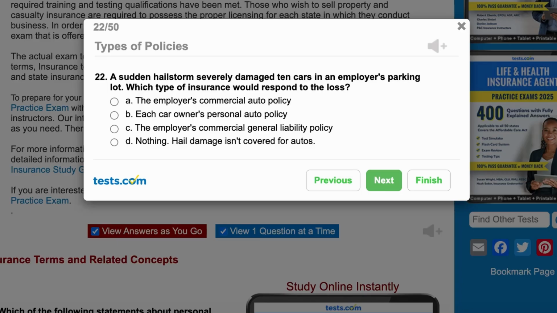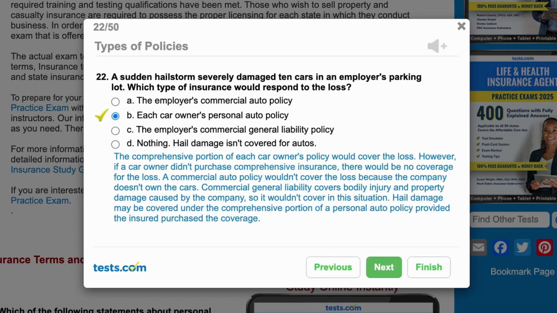A. The employer's commercial auto policy. B. Each car owner's personal auto policy. C. The employer's commercial general liability policy. D. Nothing. Hail damage isn't covered for autos.